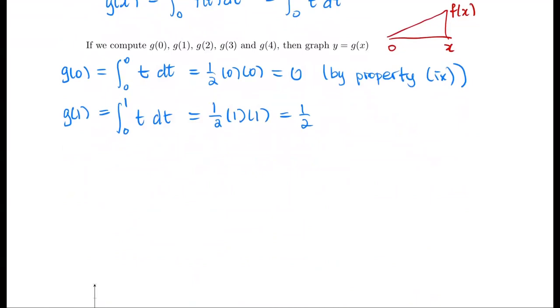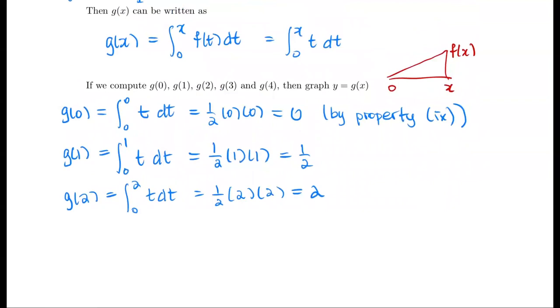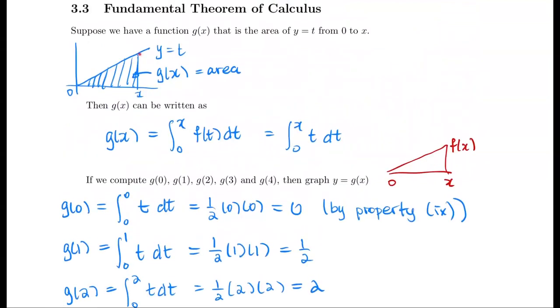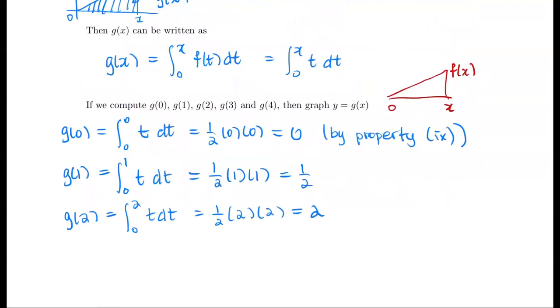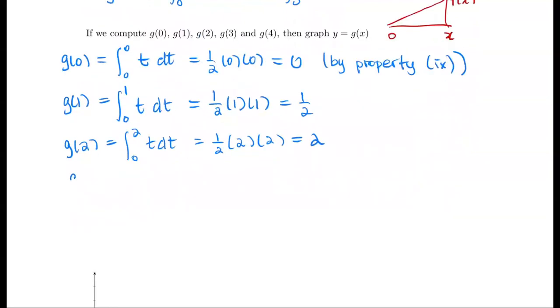Now g of 2, we do the same thing. From 0 to 2 of t dt, we get one half times 2 times 2, which is equal to 2. So the length here is now going to be 2, and the height would also be 2 at this point. Now g of 3, if we do the same thing, is just going to be 9 over 2, and then g of 4 is just going to be 8.